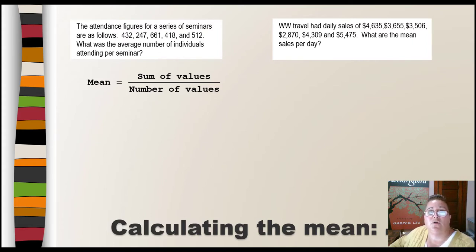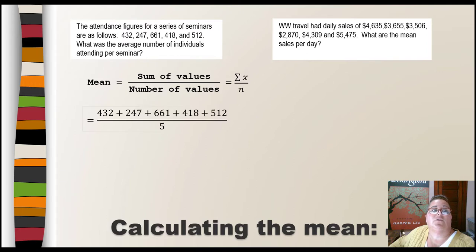Again, this would look like the formula, the sum of all x's divided by n, where our x's would be the 432, the 247, the 661, the 418, and the 512. And we would simply, using our calculator, add all of those up and then divide it by 5, because there are 5 data points in this set. That would give us 2,270 divided by 5, or 454. This tells us that on average, there are 454 people in each seminar.